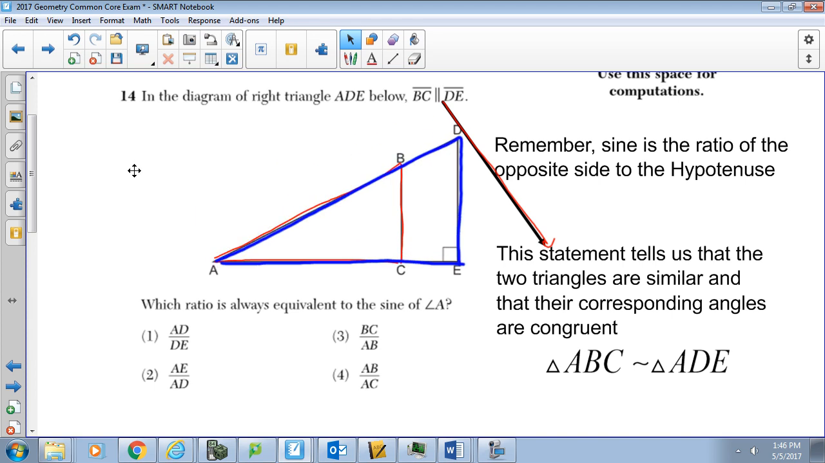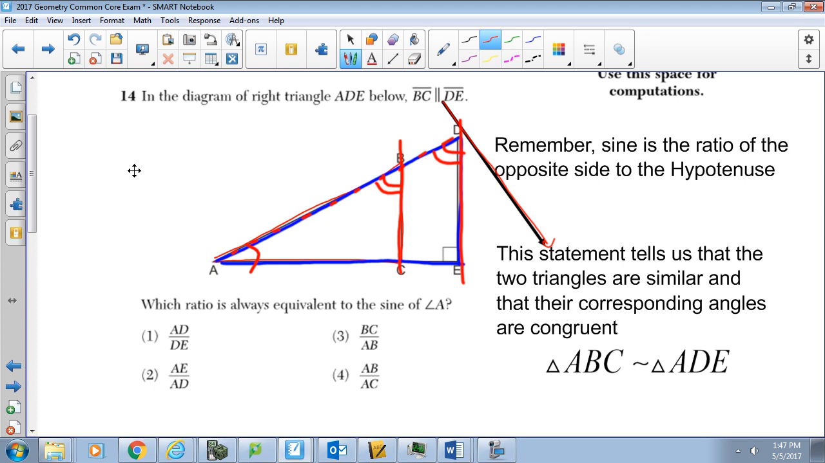Now, the reason why we know that is because if BC is parallel to DE, and you have a line going through here, that means that these would be corresponding angles, right? First of all, they both share A, so we know that that is congruent. And if those are parallel, that means that this angle and this angle are also congruent. So 2 out of 3 means they're similar. Also, the third one would also be congruent. All right, so now, what do we have to do here?